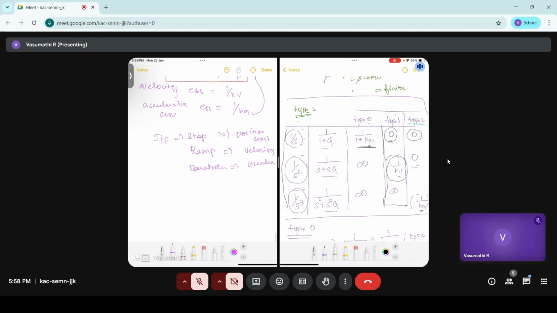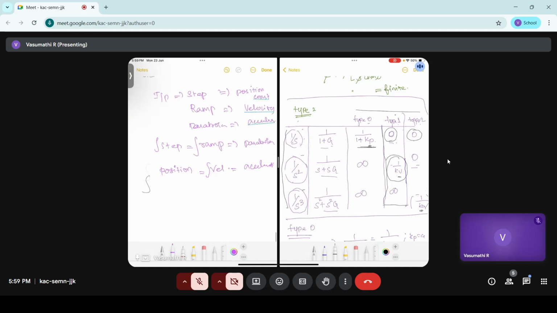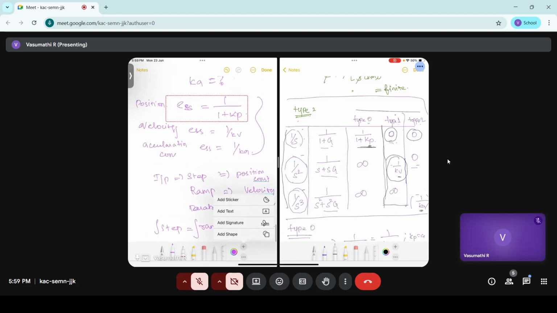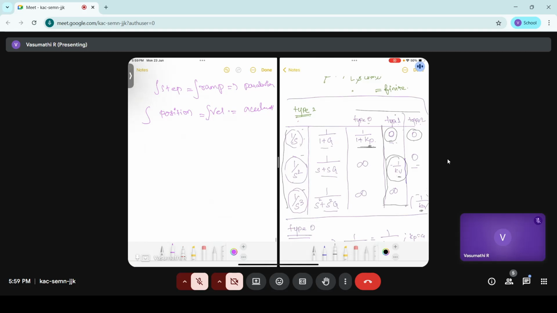How is this related? If you integrate step, you would get ramp. If you integrate ramp, you would get parabola. Meanwhile, if you integrate the position, you would get velocity, right? It's a direct physical relation. If you integrate velocity, you would get acceleration. So if there is a car, let's take, if there is a car and it is traveling, for example, this is the first position and this is the second position of the car, same car.